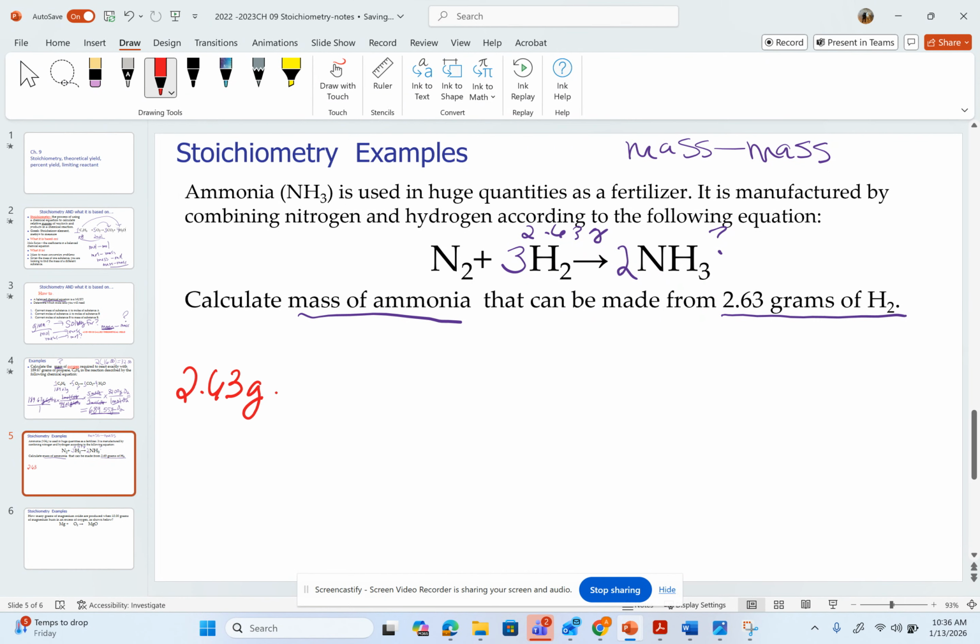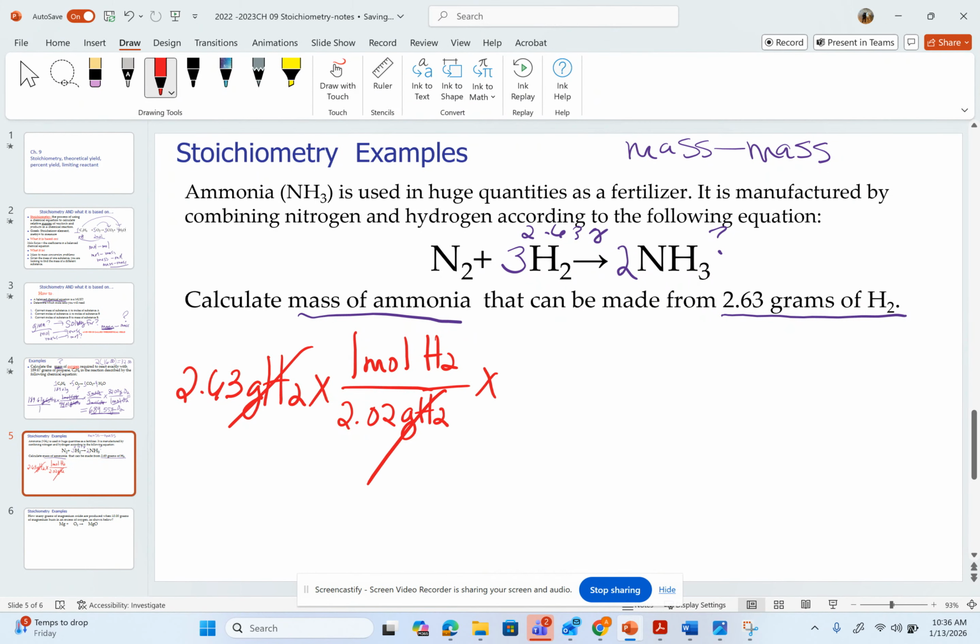2.63 grams of hydrogen. Now, in order to go from grams to moles, I'm going to use the molar mass. So I'm going to go to my periodic table. I have 2 hydrogen atoms, each with a molar mass of 1.01. So I'm going to multiply that together. So the molar mass of my 2 hydrogen atoms, 2.02 grams of H2, is equal to 1 mole of H2. Again, that fraction represents the molar mass of H2. If I have 1 mole of H2, this is the mass in grams I have.